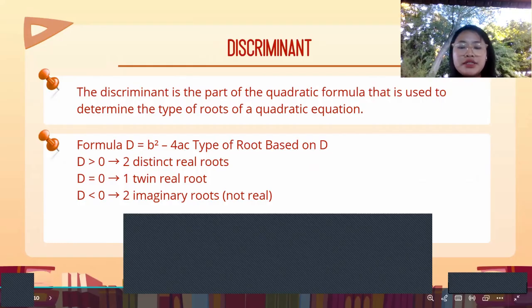If the discriminant is less than 0, the equation has two imaginary or complex roots. Therefore, the discriminant tells us about the nature of the solution before we even solve the equation.